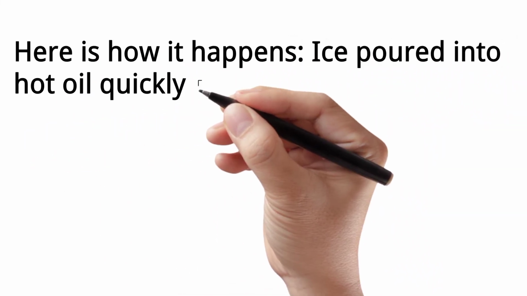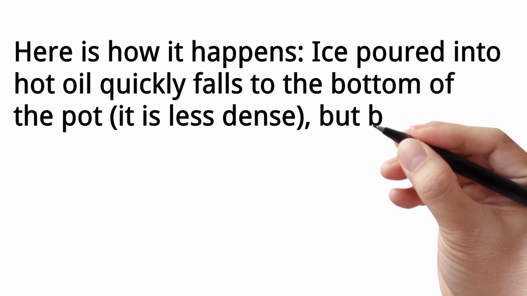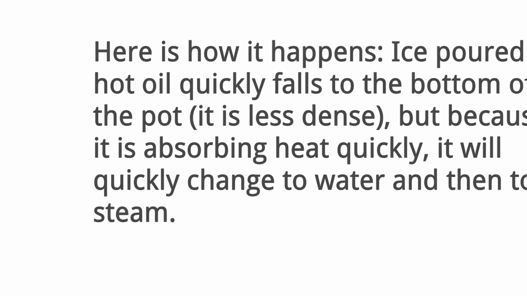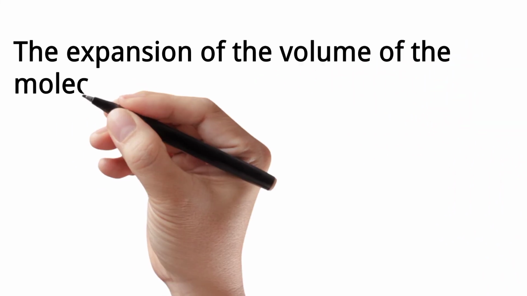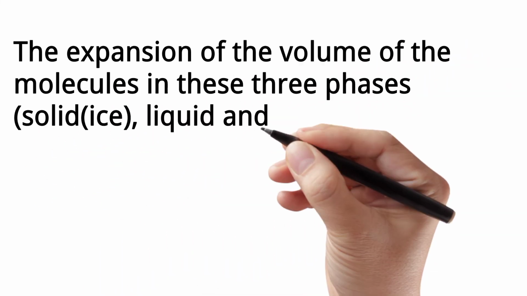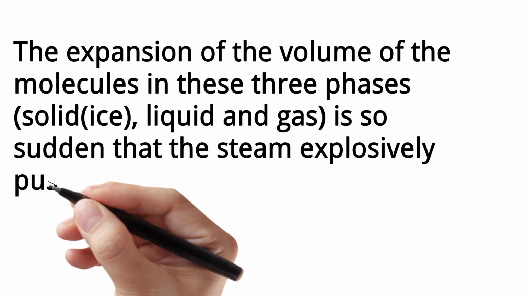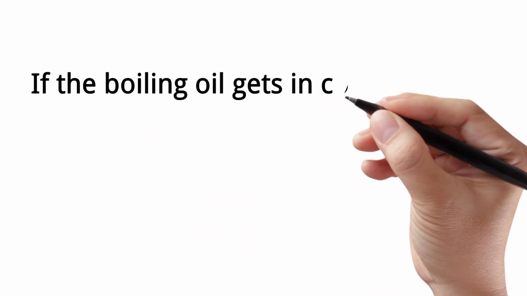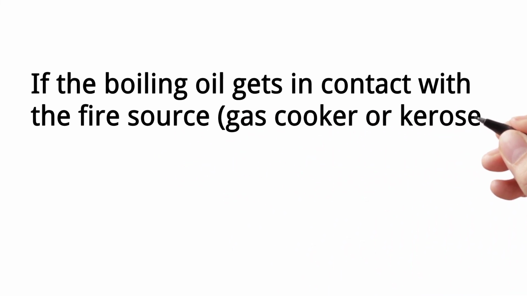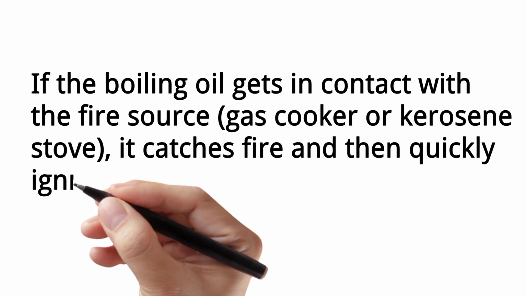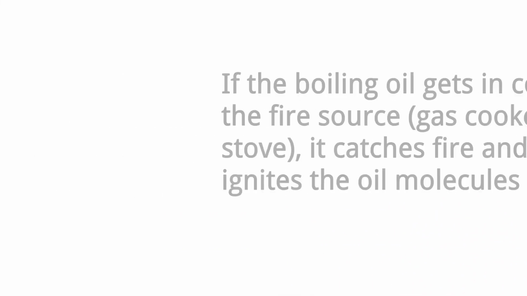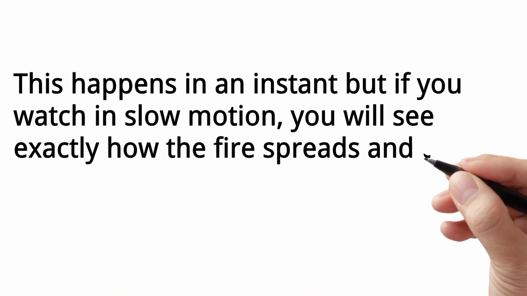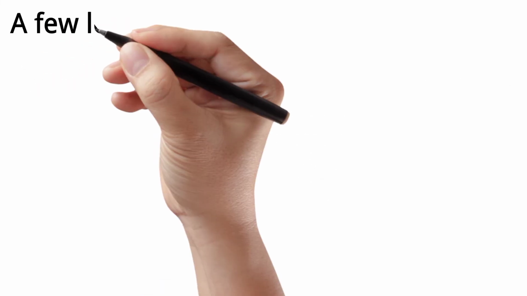Ice poured into hot oil quickly falls to the bottom of the pot. It is less dense, but because it is absorbing heat quickly, it will quickly change to water and then to steam. The expansion of the volume of the molecules in these three phases, solid, ice, liquid and gas, is so sudden that the steam explosively pushes the boiling oil out of the way, beyond the pot. If the boiling oil gets in contact with the fire source, gas cooker or kerosene stove, it catches fire and then quickly ignites the oil molecules close to this. This happens in an instant, but if you watch in slow motion, you will see exactly how the fire spreads and then becomes raging. A few lessons from this.